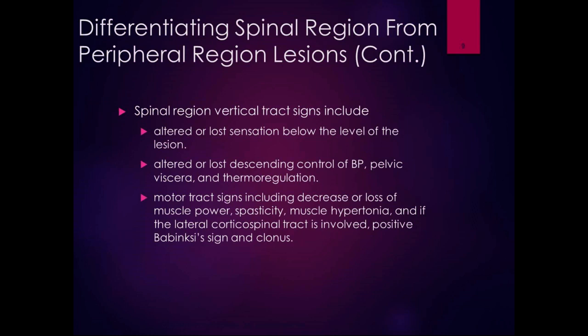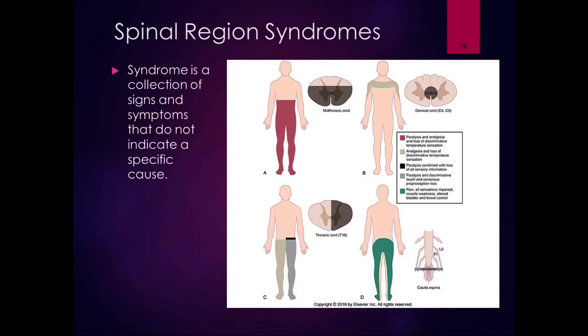Motor tract signs include decrease or loss of muscle power, spasticity, muscle hypertonia, and if the lateral corticospinal tract is involved, positive Babinski sign and clonus. So they're distinct from segmental or peripheral signs because of their pattern of loss. So a syndrome is a collection of signs and symptoms that do not indicate a specific cause. So they classify it by the signs and symptoms rather than being classified by the cause.